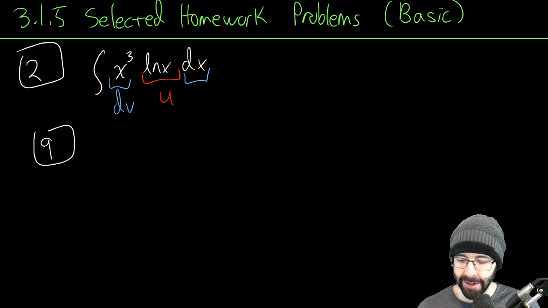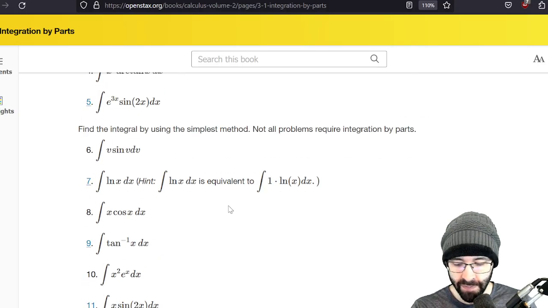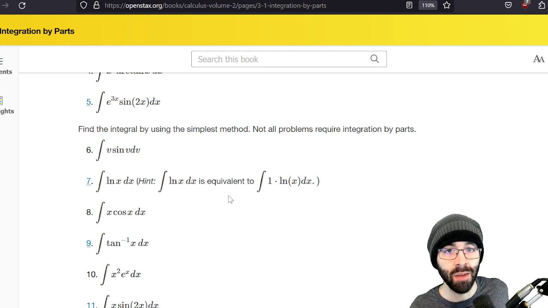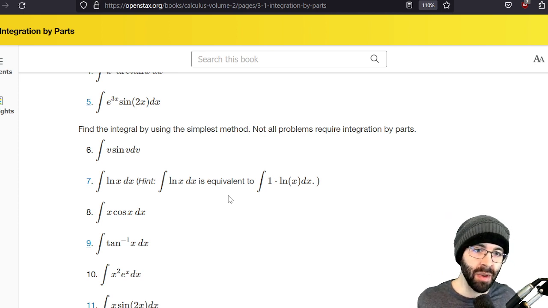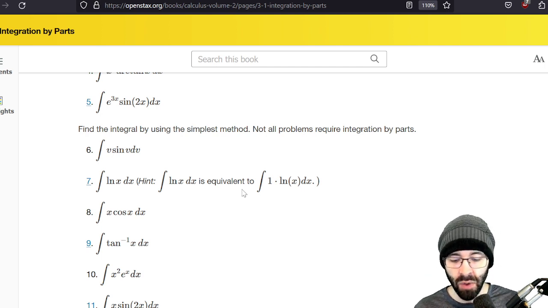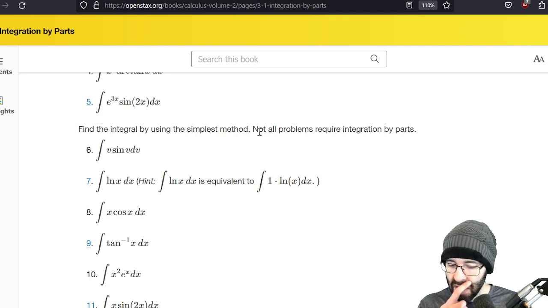Next one, number 9. Also, again, I highly, highly recommend before you watch this video, try these problems that I'm doing. Pause the video, try the problem, and then continue with the video. Don't just watch it. You get a lot more value if you struggle with it first. Find an integral using the simplest method. Not everything is going to require integration by parts here.